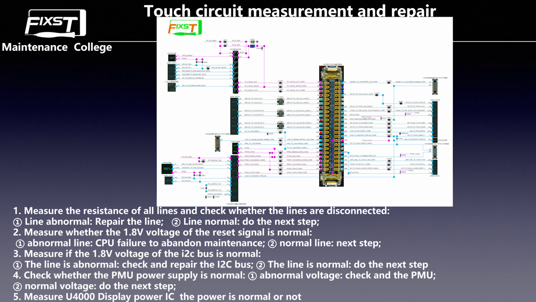After that, we need to test whether the I2C line is normal. When we test the I2C line, we need to test whether this line is open or not. We also need to test whether the voltage on this line is 1.8 volts, or has a big difference. If the voltage is normal, we do the next step. If the voltage has a problem, maybe a component on this line causes a short, so we need to find the short place and make it normal.